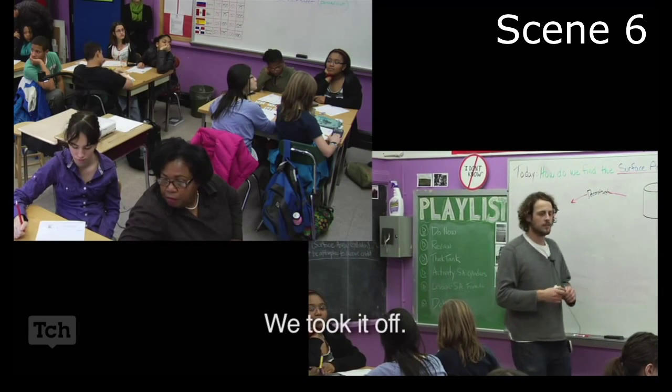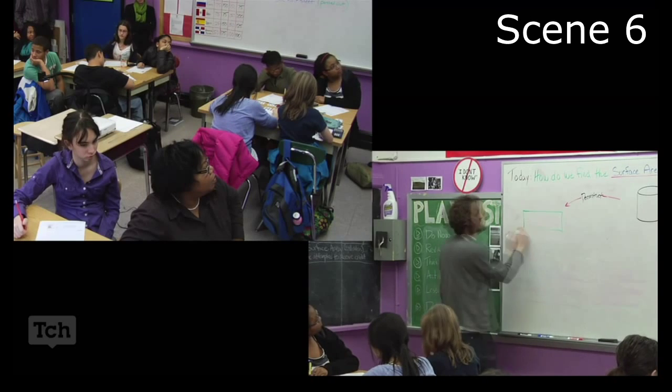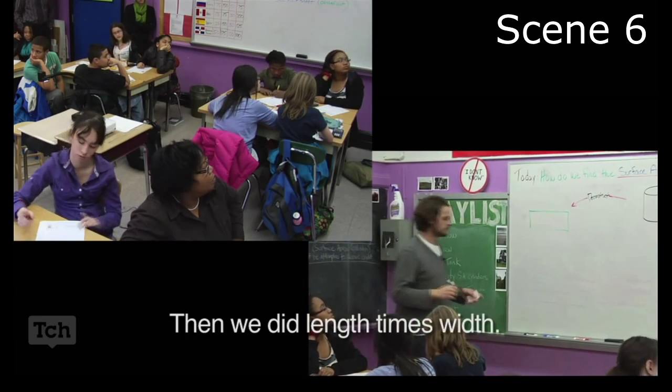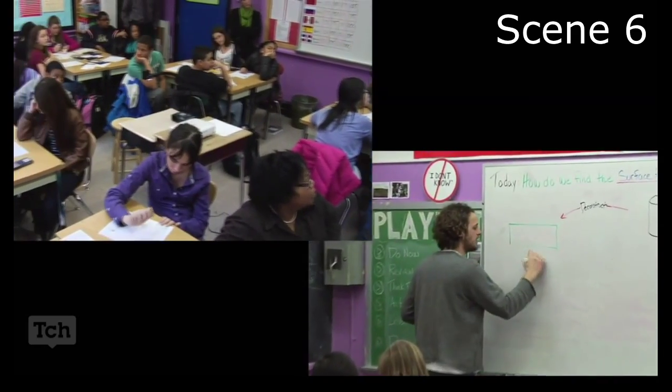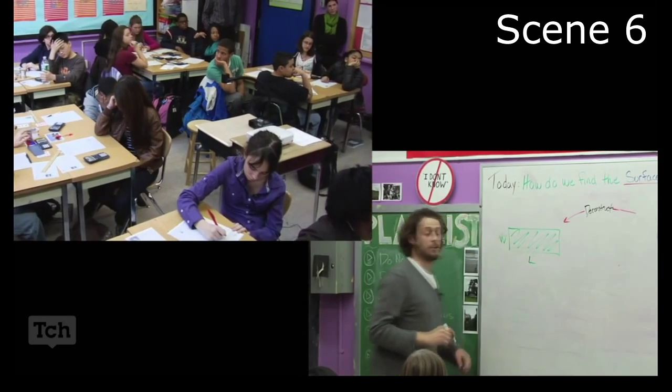We took it off. And what did it look like? It looked like a rectangle. It certainly did. Then keep going. Then we did length times width. Okay, so you had a length here and a width there, and you found the area of the rectangle. I agree with you. Good.